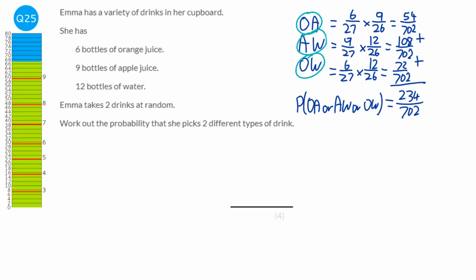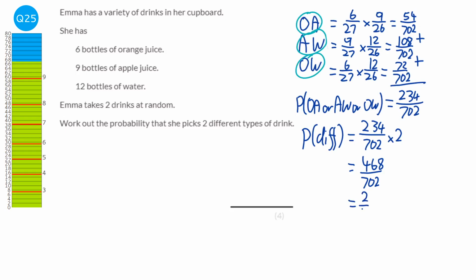Now I said we would deal with the reverse situations. I'm going to deal with that now. And as I said, OA is going to be equal to AO, AW is equal to WA, and OW is equal to WO. So all we need to do to find the probability that the drinks are different is get the 234 over 702 and just double it. And we can do that by just doubling the numerator. So 468 over 702. That cancels down to 2/3.